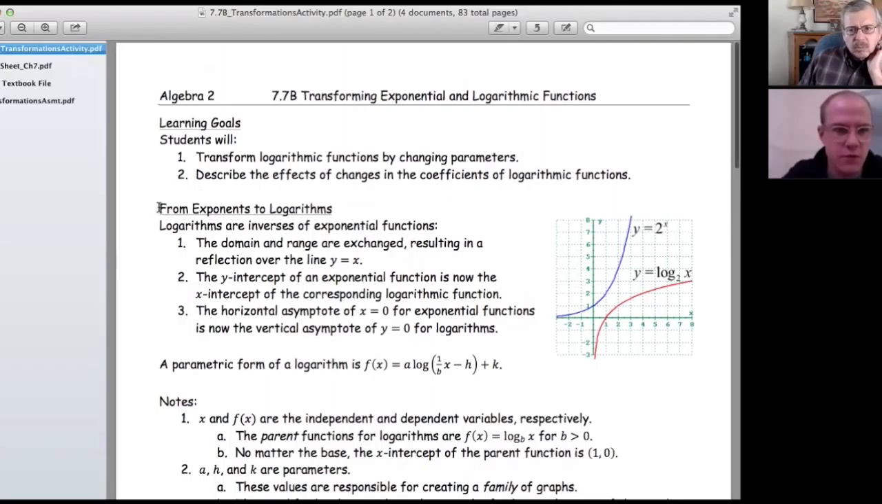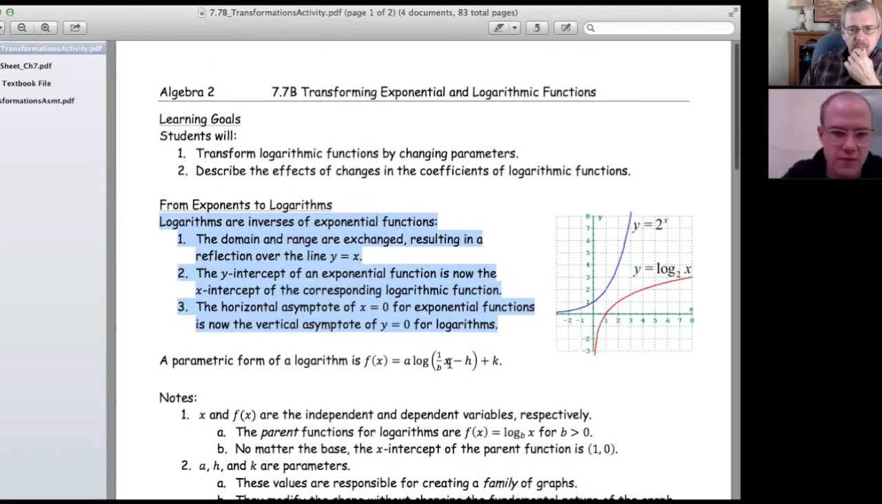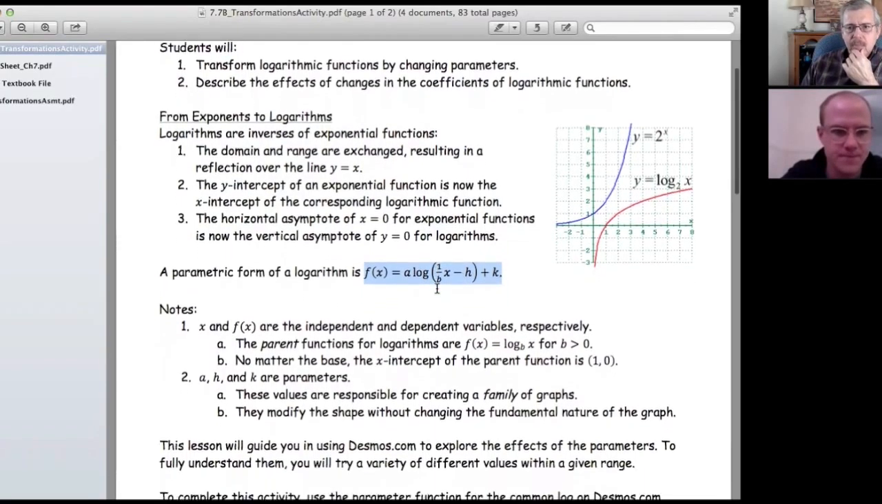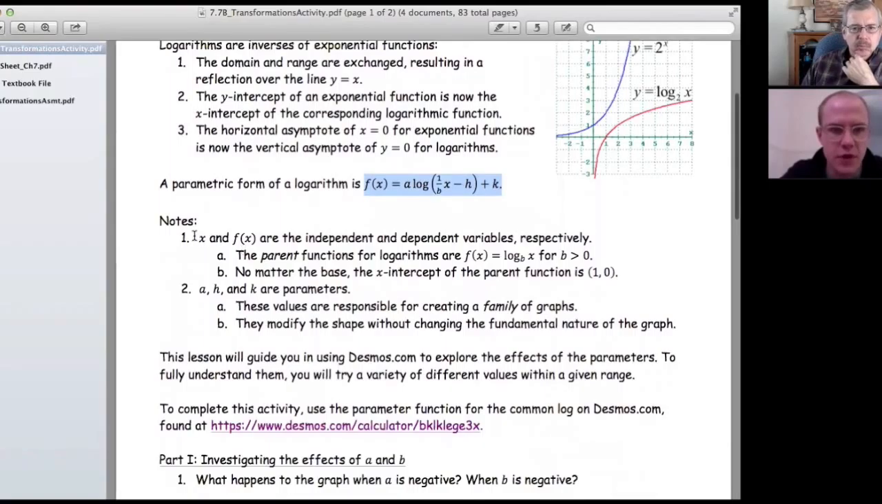It starts off with tying to prior knowledge, going from exponents to logarithms, since it's the inverse or the reflection over the line y equaling x. It starts to transition into the Desmos activity by talking about the parametric form of a common logarithm. It notes that the x and the f of x are the variables, but what they'll do is manipulate the parameters a, h, and k. That's what creates the family of graphs.